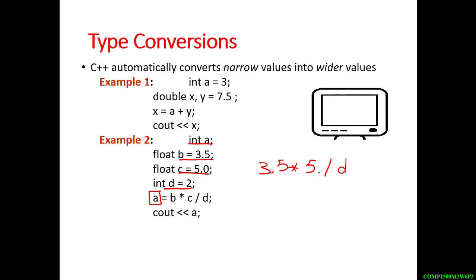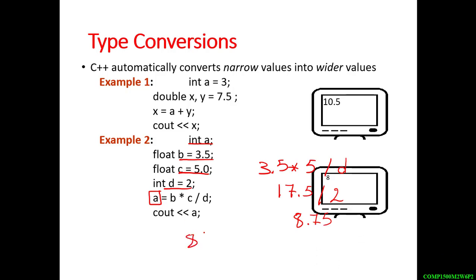3 times 5 is 15 and 0.5 times 5 is 2.5. So it will be 2.5 plus 15, which is 17.5, divided by D, which is 2. So 17.5 divided by 2 is 8.75. So we'll have to settle with 8.75 as our answer. Since a is an integer, our output will be an integer, which is 8.